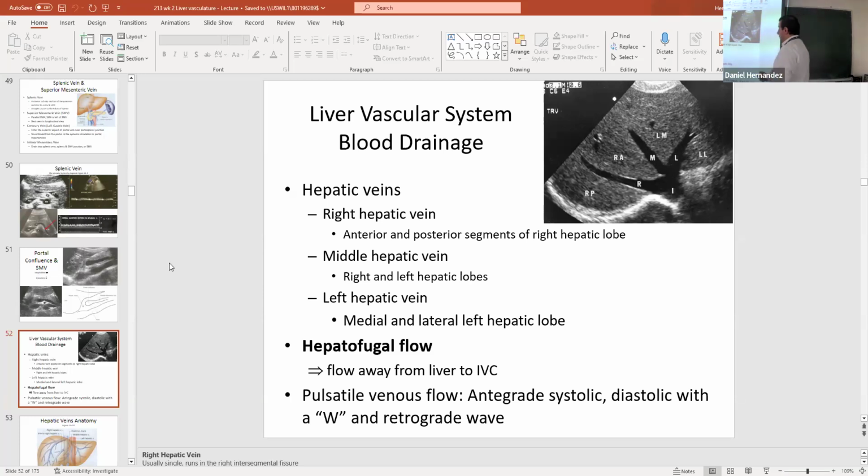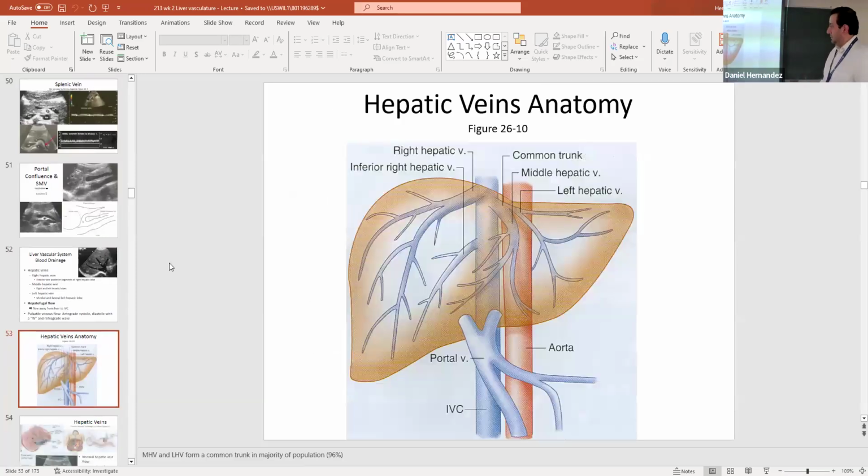The hepatic vein waveforms are very unique. They have a W-shaped waveform where there's an antegrade systolic and diastolic component, and then a retrograde A wave, where the atria contract and push the blood backwards.